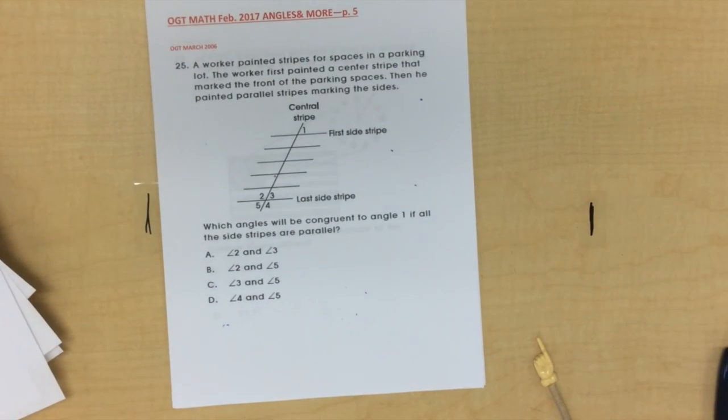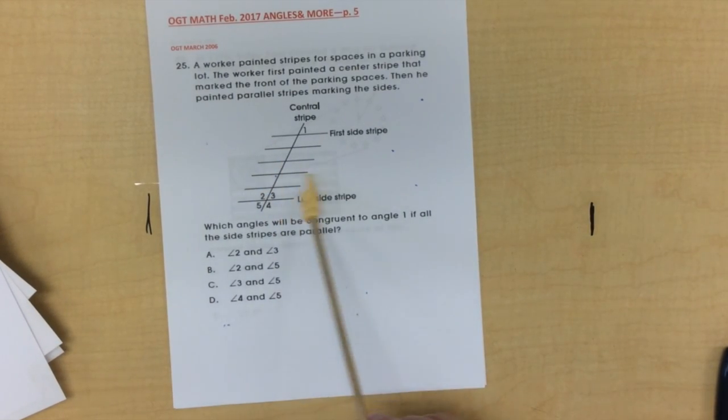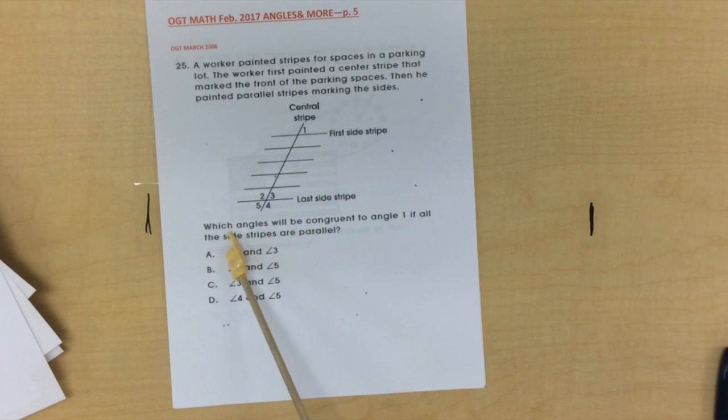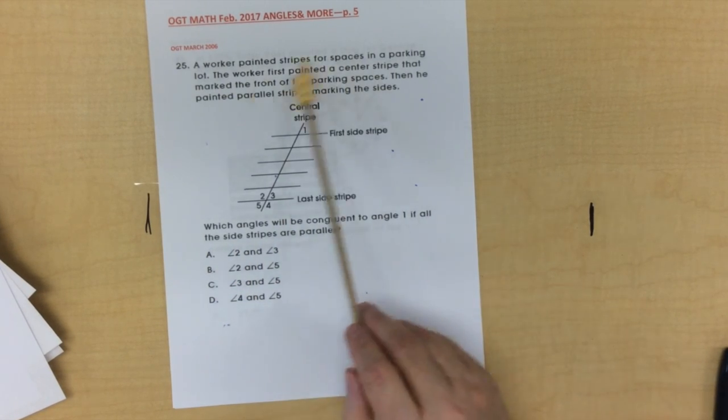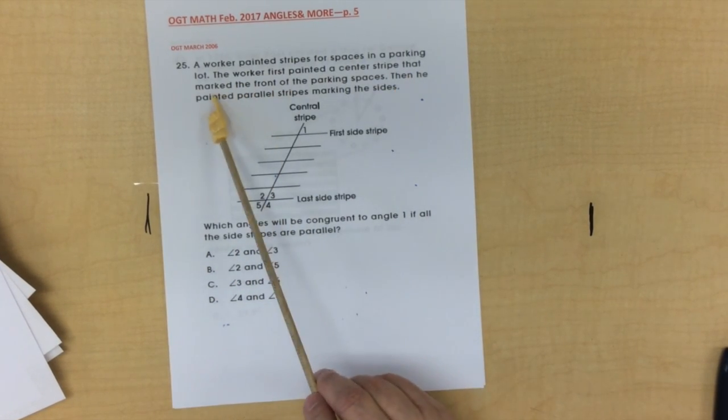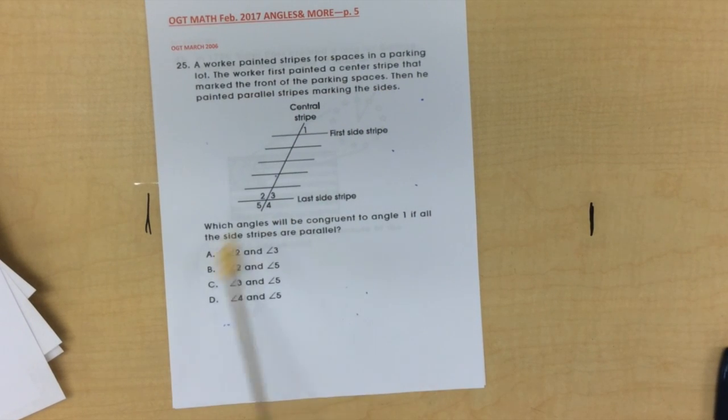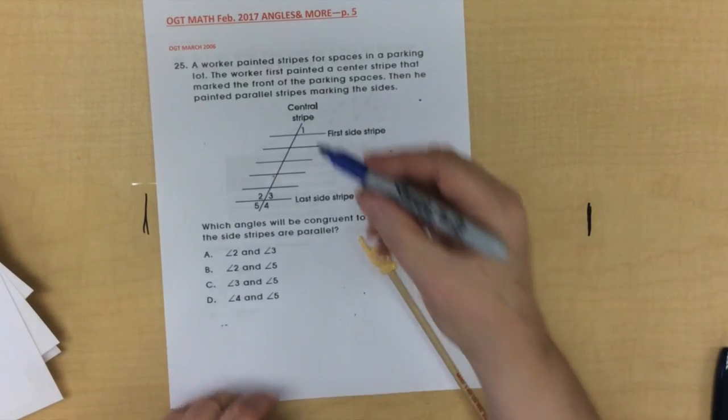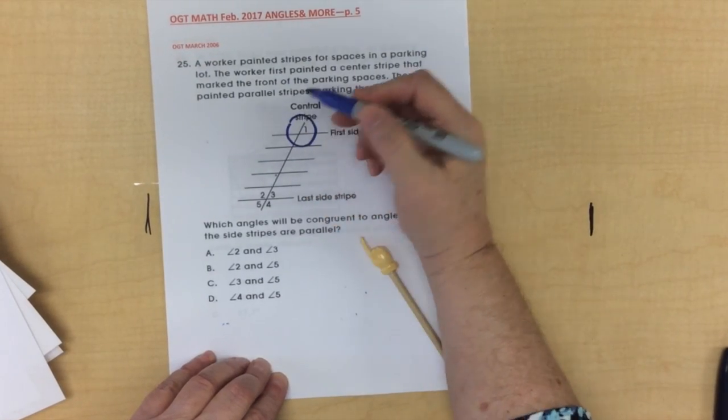Here's another one of those parallel lines. We have many parallel lines, and the question is, which of these angles will be congruent to angle 1 if all the side stripes are parallel. So this is a worker painting stripes for spaces in a parking lot. So that's kind of an application of parallel lines. So remember, whatever happens up here happens down here.